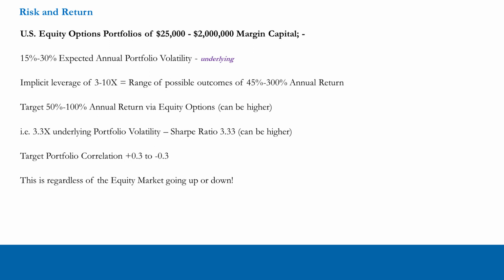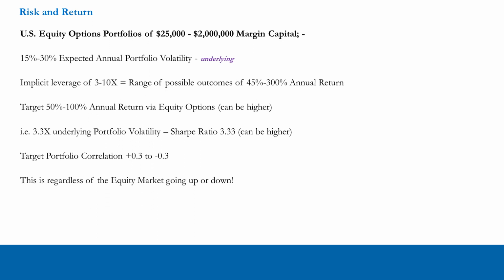We're looking at somewhere in the range of 15 to 30%. Okay. Remember, this is in a long short context as well. When we're using options, we are utilizing them to get implicit leverage of 3 to 10 times that number. So the range of possible outcomes from that volatility in the underlying stock portfolio is 45 to 300% annual return. Realistically, we're looking at targeting 50 to 100% annual return when we're utilizing equity options.